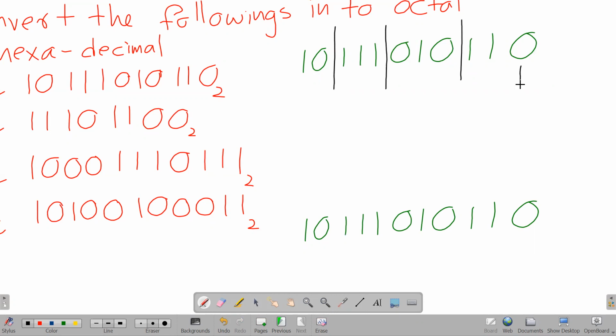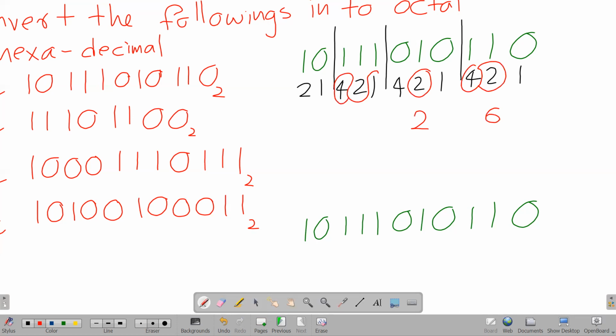So I'll write the place values 1, 2, and 4. This is 1, 2, and 4. This is 1, 2, and 4. This is 1, 2. So the place values that I'm going to consider are 4 and 2. That means 6. Here it's only 2. Here it is 1, 2, and 4, everything. So that means 7. Here just 2. So the answer is going to be 2726 in octal.